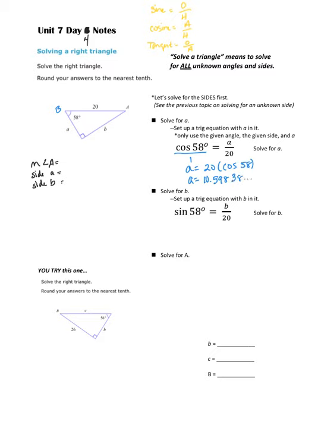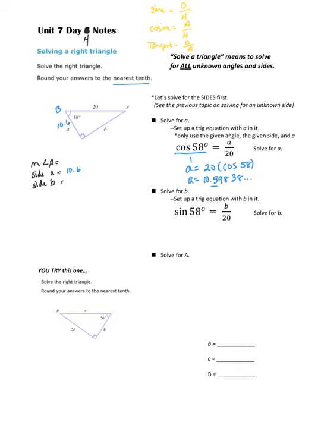10.59838... I'm rounding to the nearest tenth. Remember it said that up here. So side A is going to be 10.6. Okay, I'm going to write this down, 10.6, because I have just found it.